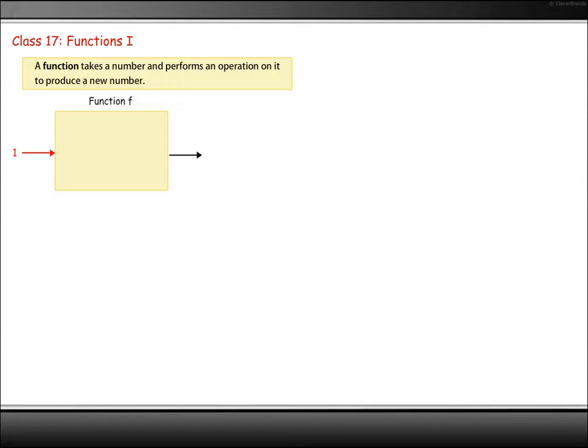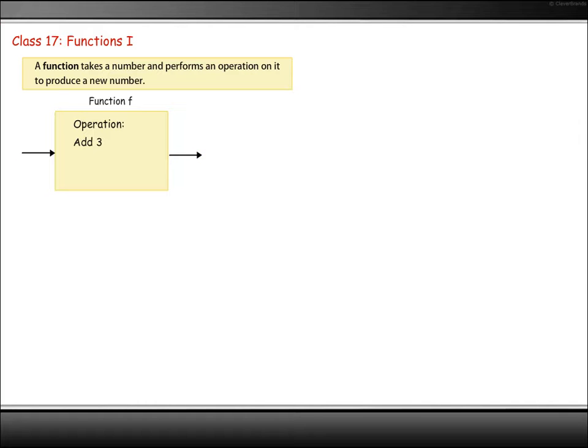Welcome to class number 17 of the Leaving Cert Ordinary Level Algebra course, where you are going to start looking at functions. A function takes a number and performs an operation on it and produces a new number. For example, the number 1 is taken by a function f. The operation performed by the function is to add 3 to the number. Therefore, 4 is the new number thrown out. You can say that f of 1 equals 4.